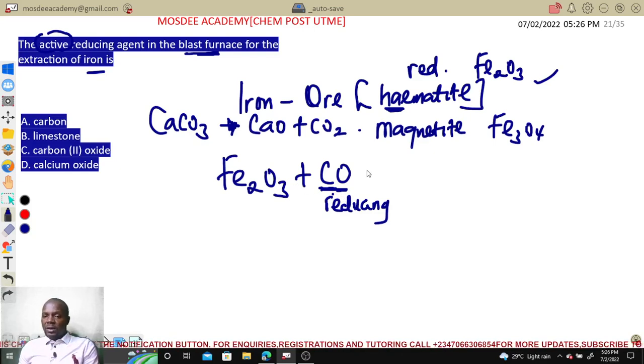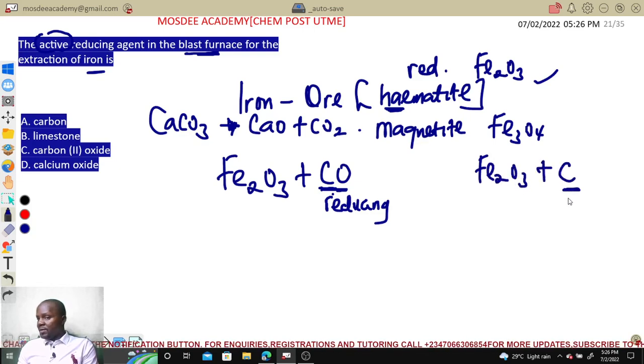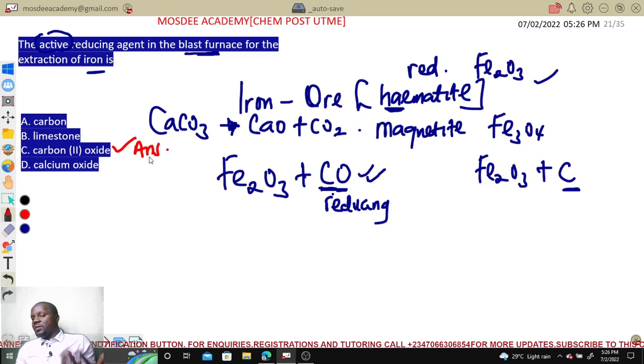It can be carbon also; we also react Fe2O3 with carbon. This is also a reducing agent. But the most active reducing agent in the furnace is carbon monoxide. That is what I want to talk about because I'm rushing now because of our time. Okay, fine. This is the answer to that. So this is the active reducing agent because CO reacts with Fe2O3 to remove the impurities of Fe2O3.